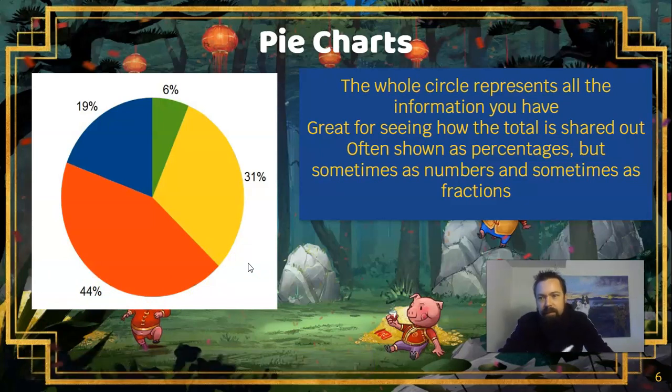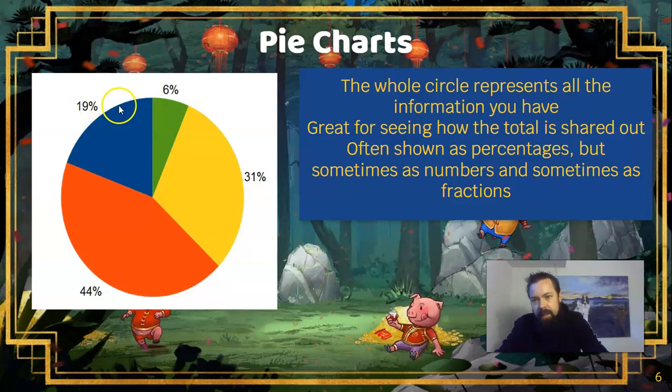So we often have, like in this one, percentages around the outside, but sometimes we have numbers, and sometimes it's shown as a fraction. A fraction is probably something that you might come across a little bit more at grade 5 level, but the majority of them are done as percentages, with 100% being the whole circle. So if you add up these percentages, you'll get to 100.